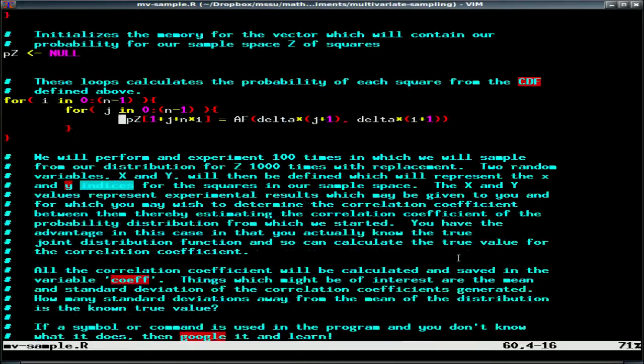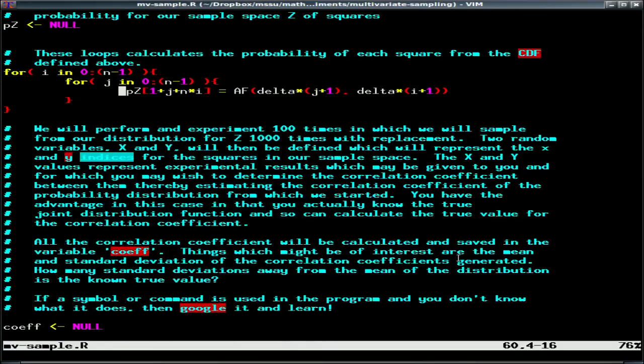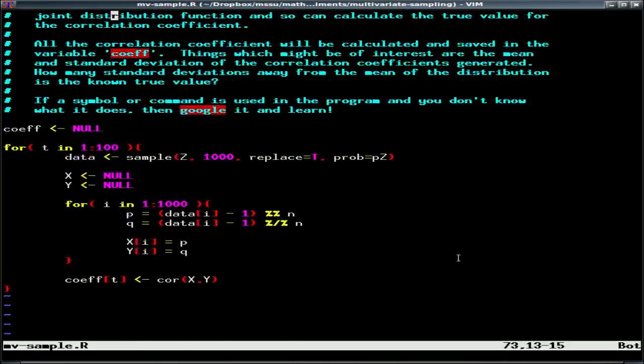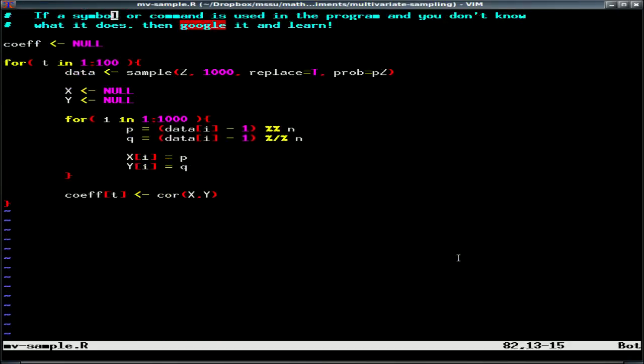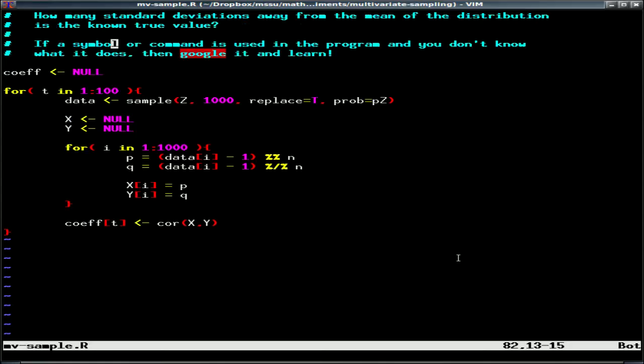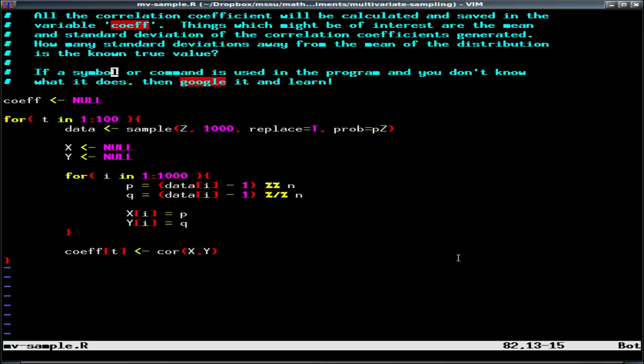So this sets up the values or the structure for the program. The idea is that we're taking our unit square [0, 1] cross [0, 1] and dividing that into subsquares, and then we're using our cumulative distribution function to find the probability of a value actually showing up in a particular square. Okay, and that's what our P of Z is for.